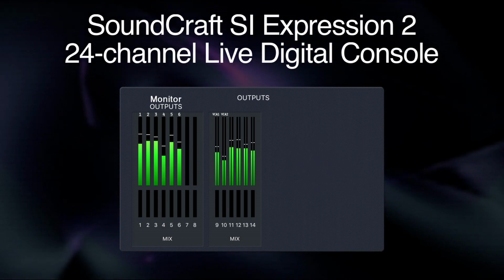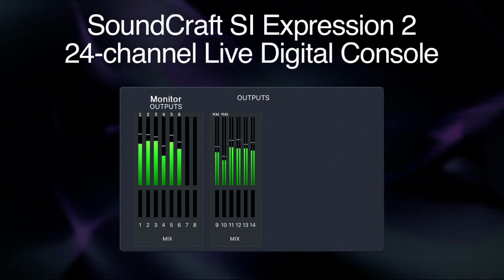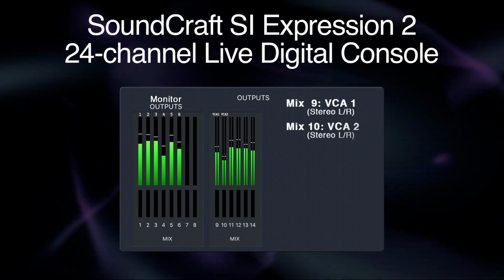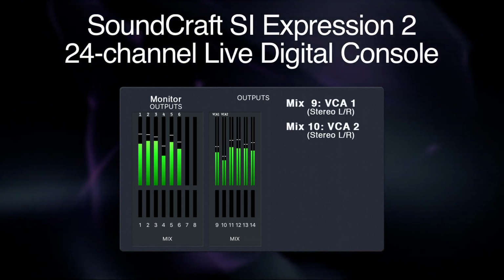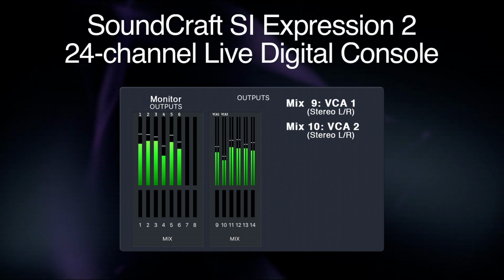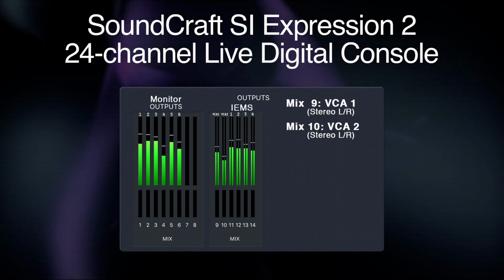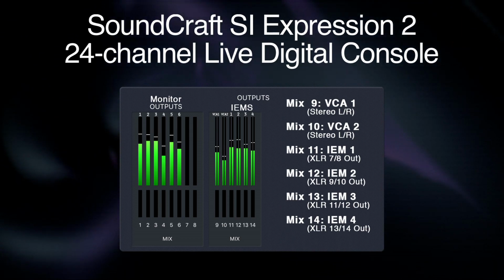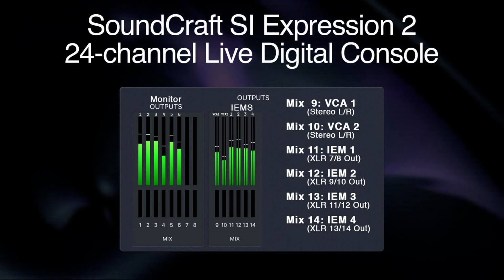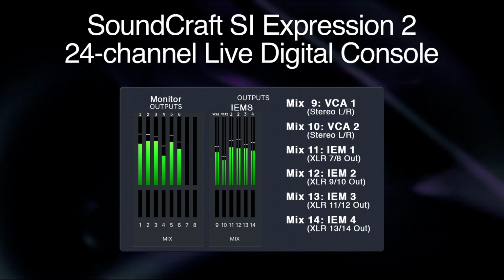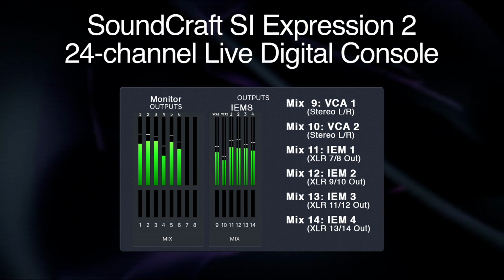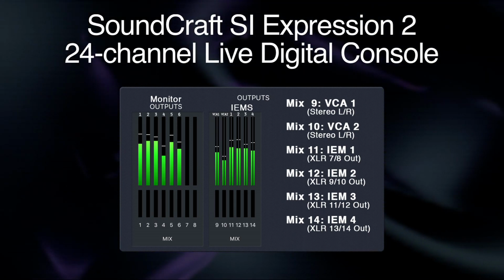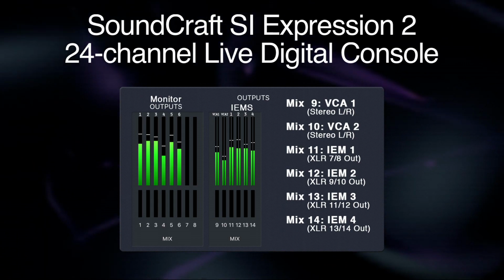To add more flexibility to our mixing options, we decided to assign Mix 9 and Mix 10 as stereo VCAs. Mixes 11 through 14 are stereo in-ear monitors, and they appear on the XLR outputs 7/8, 9/10, 11/12, and 13/14. This allows us to solve many monitoring issues regardless of tracking environment.